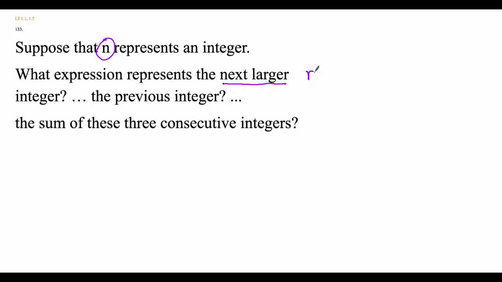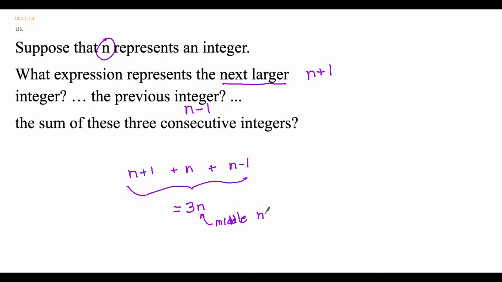We're going to look at three numbers. N is the middle number, n plus 1 is the next larger number, n minus 1 is the next smaller number. When we add all three of these together, we get 3n. And n is going to be the middle number of the three consecutive integers.